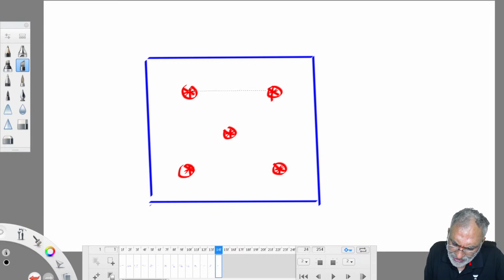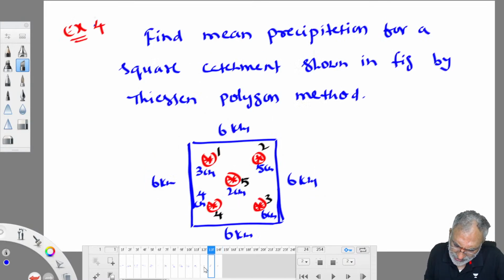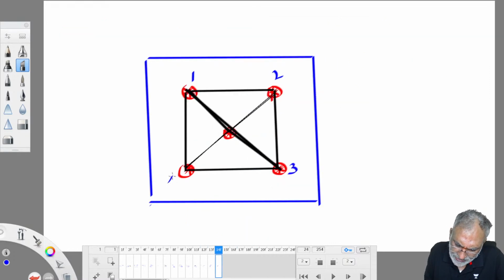So for the stations, these two are adjacent, these two are adjacent, these two are adjacent. Now all of them are connected by straight lines. All adjacent rain gauge stations are now connected. This is station 1, this is station 2. This is how it is numbered. The same way you have to number.